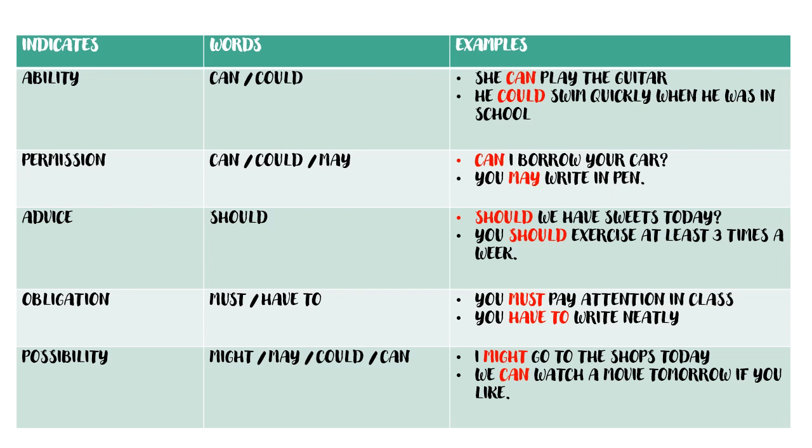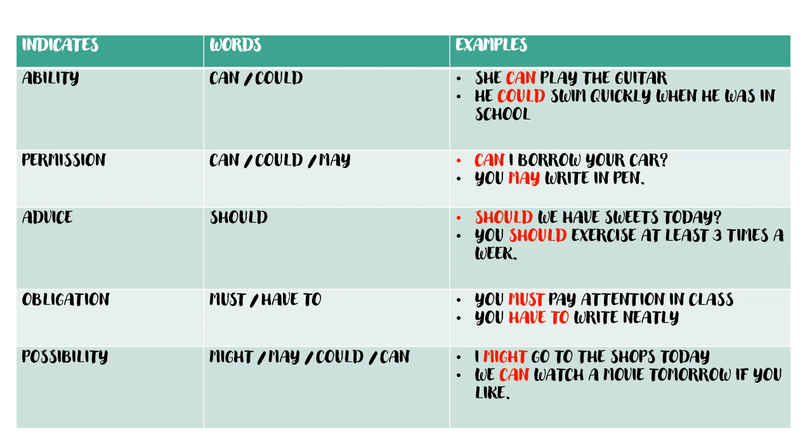The words can and could can indicate the ability of someone to do something. She can play the guitar. He could swim quickly when he was in school. This tells us that someone is able to do something.